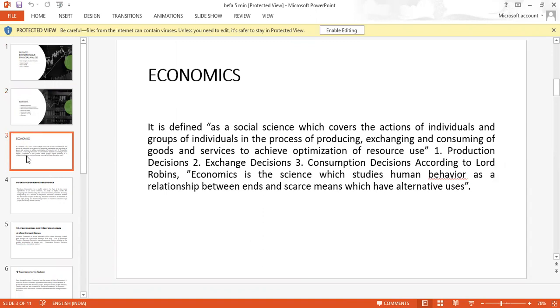We hear the word economy, the economics terminology, thoroughly in our day-to-day life. It is defined as a social science which covers the actions of individuals and groups of individuals in the process of producing, exchanging, and consuming goods and services to achieve optimization of resource use. Production designs, exchange designs, consumption designs. According to Lord Robbins, economics is a science which studies human behavior as a relationship between the ends and scarce means which have alternative uses. That's what the word economics means.